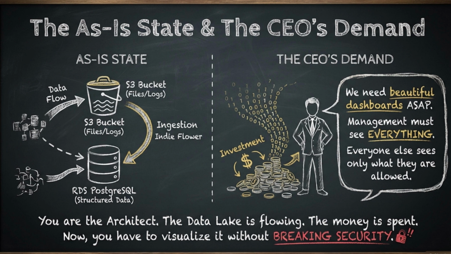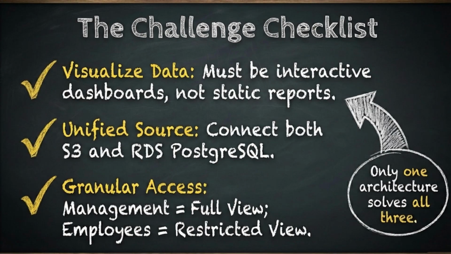We need beautiful dashboards as soon as possible. Management should see everything. Everyone else, only what they're supposed to. So, what do we have? A company has built a data lake on AWS. Data is stored in two places. Amazon S3, files, logs, whatever you want. Amazon RDS for PostgreSQL, structured data, tables, transactions.